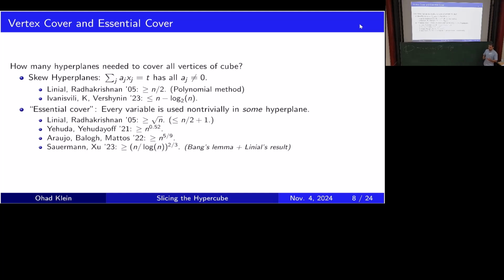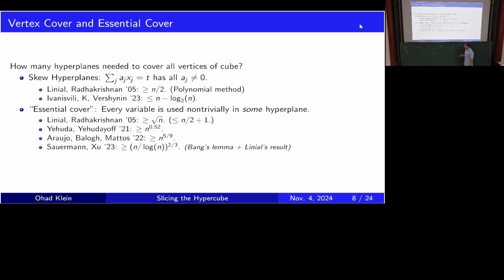But this problem, again, was somewhat easy to prove. So Linial and Radhakrishnan gave a more subtle way to formulate the problem that will make more sense. They introduced the notion of essential covers. We will later formulate this exact problem, but just for now, I want to give a scheme of the results in this area. For this problem, they showed the lower bound for the number of hyperplanes to be square root of n. Then in a sequence of works, it was improved until last year, Saumya and Xu showed a lower bound of n to the 2/3.